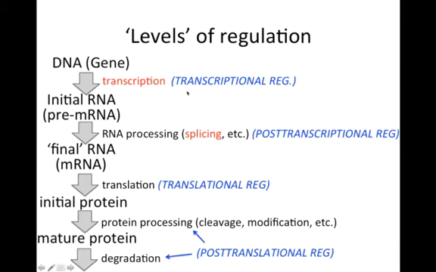So on this slide, what I'd like us to learn is that a common way to talk about regulation is the level at which it's happening. Transcription regulation we call transcriptional regulation. This splicing bit, or any part that's between the initial RNA production and the final RNA, we call post-transcriptional regulation.